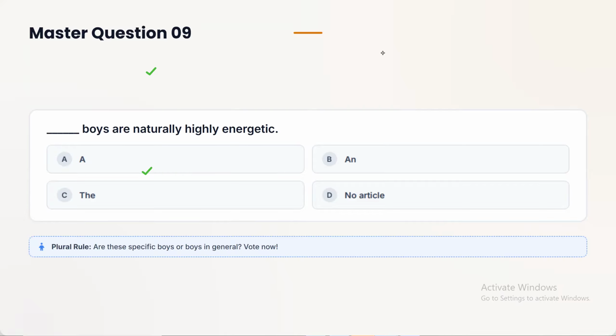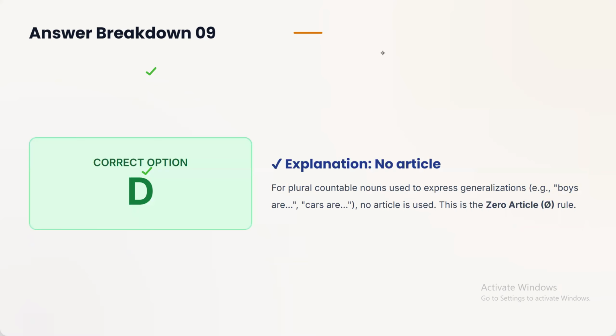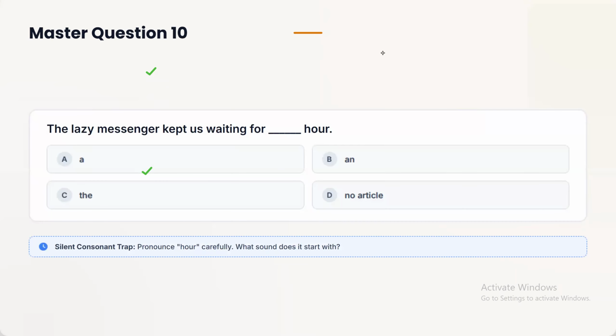Boys is a plural noun and it's been used generally here, so you cannot say a boys. It's just used generally. The context here is generic, so it has no article. That's the correct answer for that. I'm just trying to be fast because the time is not on our side. The next one: the lazy messenger kept us waiting for dash hour.